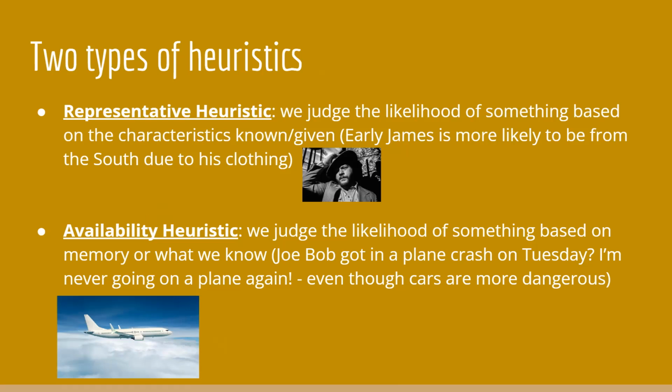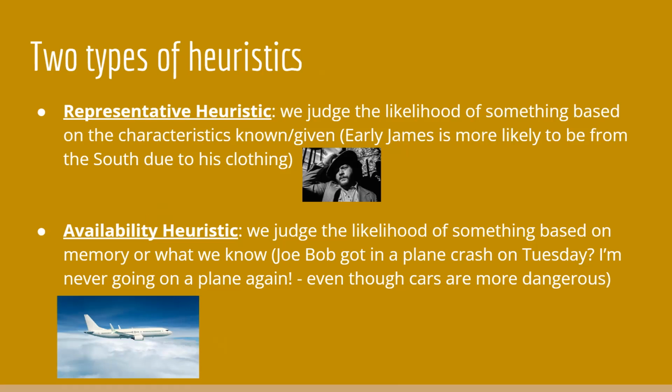We say, all right, just by that, I know that it's this. Another example is a person who has glasses, wears a suit, and likes to read. Are they probably a truck driver, or are they probably a college professor? You would probably say college professor. That's because of your representative heuristic.